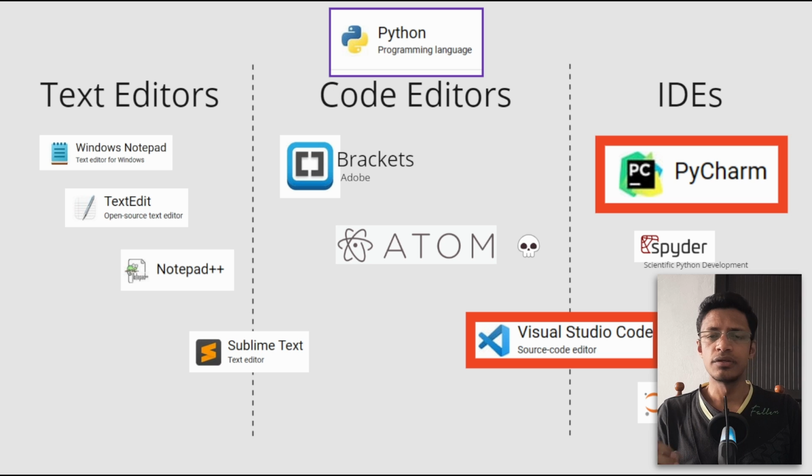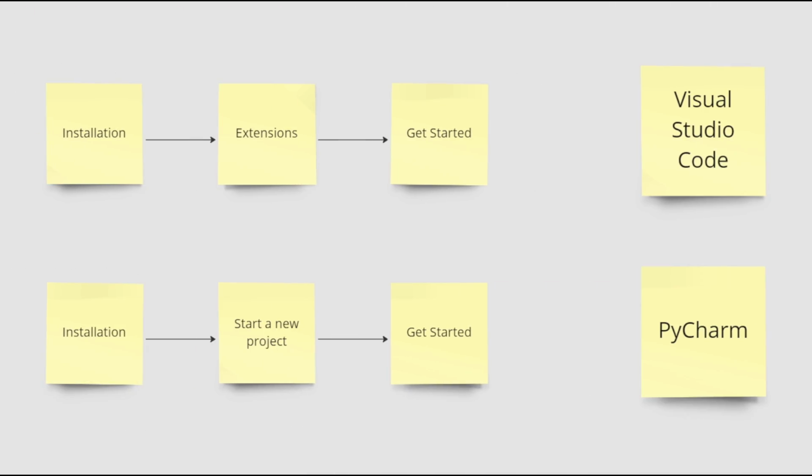For Python, the most popular one is PyCharm. It is beginner friendly. In this video, I will be talking about Visual Studio Code and PyCharm. When it comes to PyCharm, all you have to do is install, start a new project, and you are ready to go. It is very beginner friendly. It will hold your hand throughout your journey when you're learning Python. It is my #1 recommendation when it comes to writing Python code.